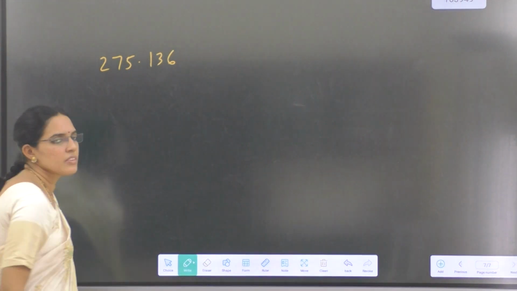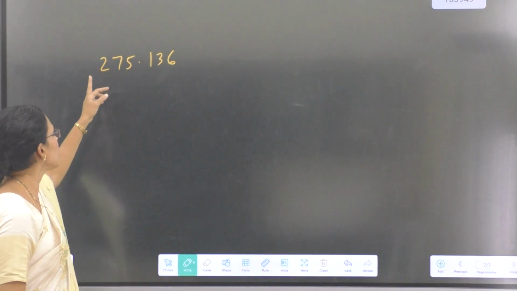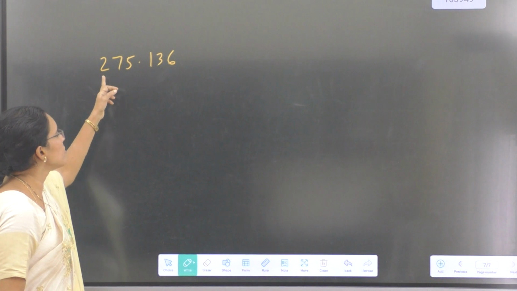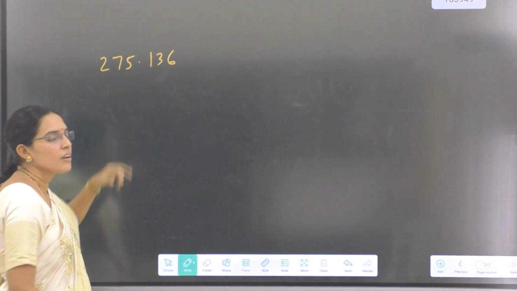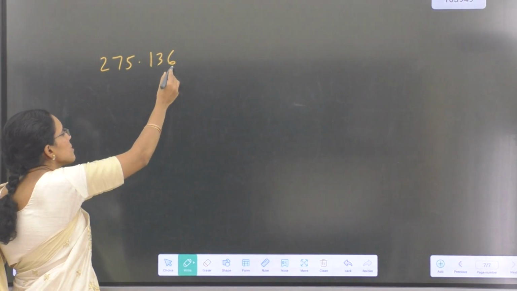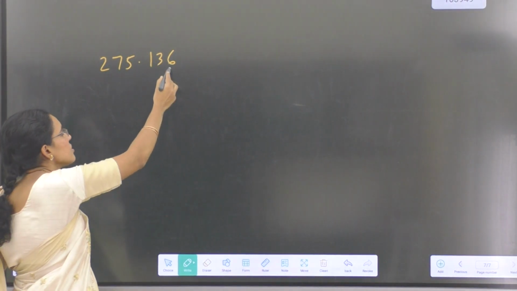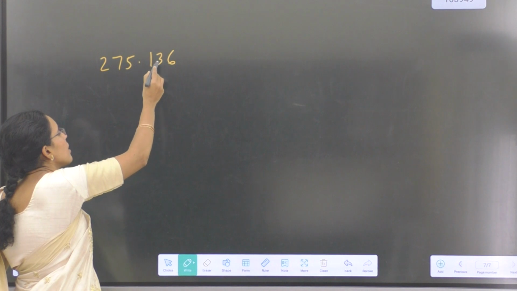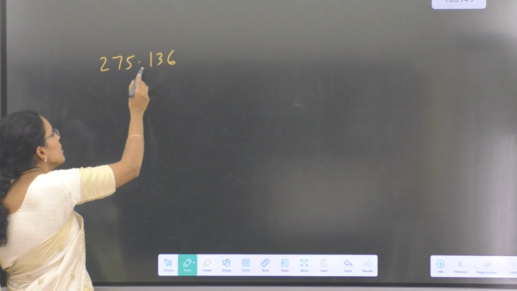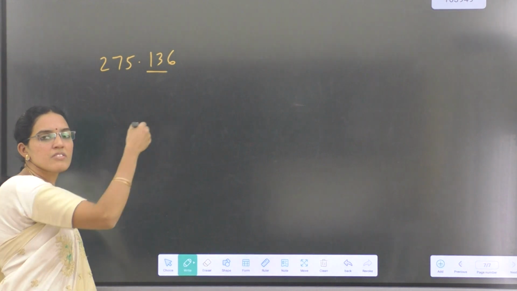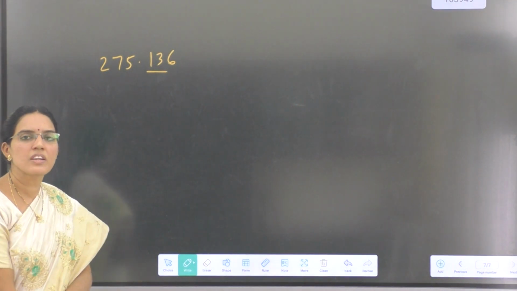Now how will we read this number, children? Yes, 200. 2 is in hundreds place, no? 275 and 136 thousandths. Why? Because 6 is there in thousandths place. 275 and 136 thousandths. In this way we will read the numbers.